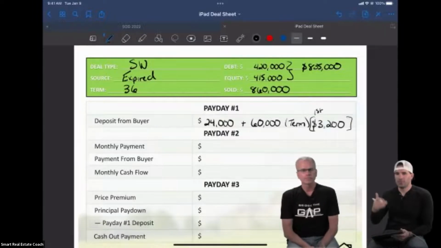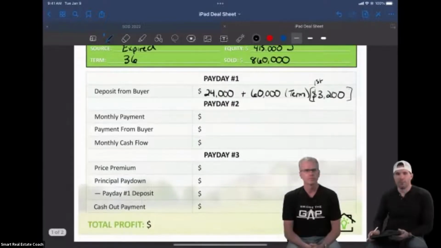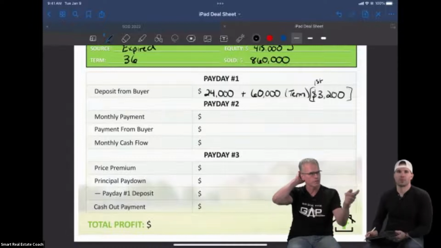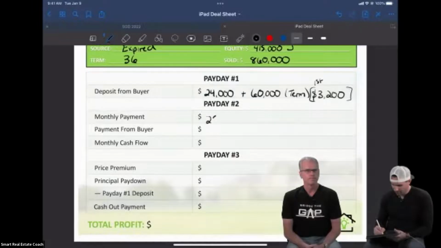Excellent. All right, we'll keep going through this deal. What was the monthly payment that you have to pay to the seller's mortgage? And by the way, if you have questions, guys, use your raise hand and we'll get to you so we can do it in sections. Yep. 2,531. 2,531.